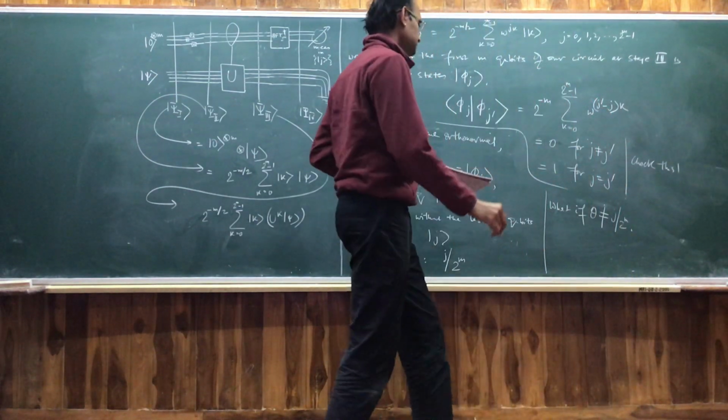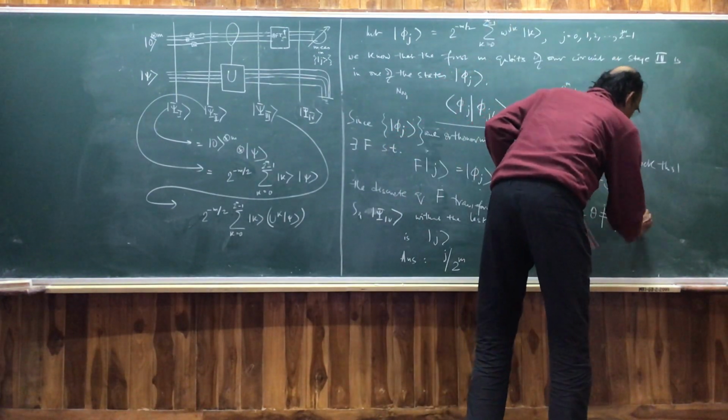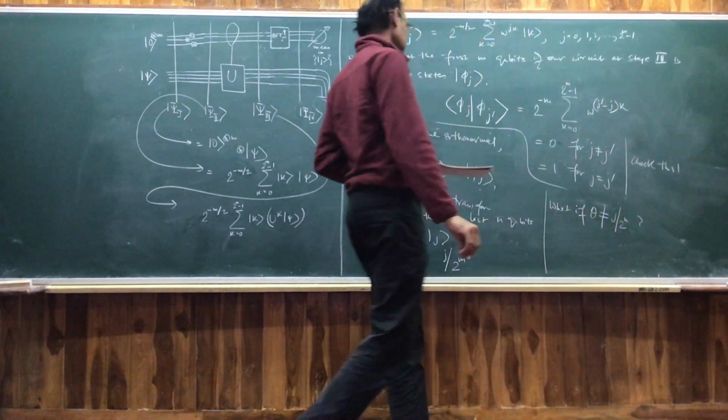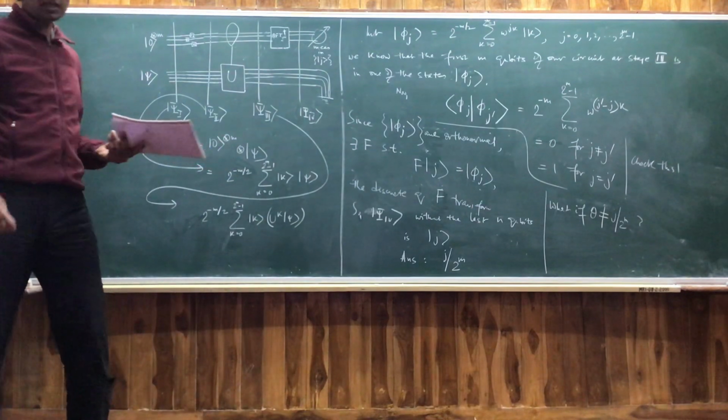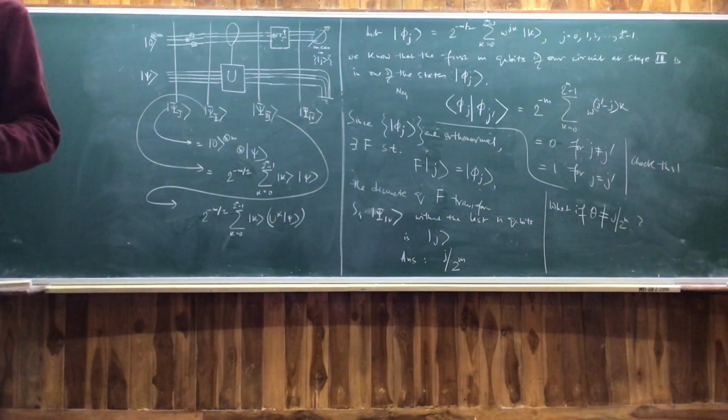Okay. This is what we have to answer now. So if theta happens to be of this j by 2^m form, things work out fine. We'll now go to the case where theta is not of the j by 2^m form.